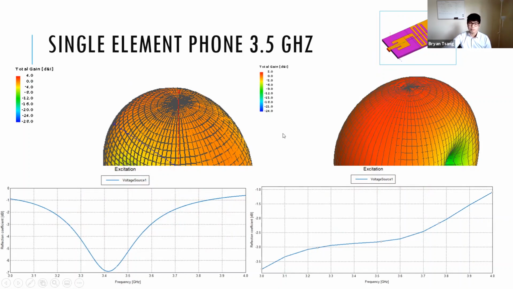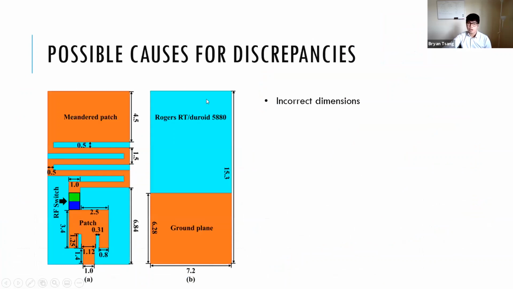the substrate material. So some possible causes for discrepancies would include incorrect dimensions given in the paper, like this 1 plus 2.5 didn't add up to the numbers that were totaled at the bottom here. Also in the paper, they used HFSS instead of FICO. And the number of simulated frequency points that I used, I think this might have been one of the biggest contributors to why I had different values.